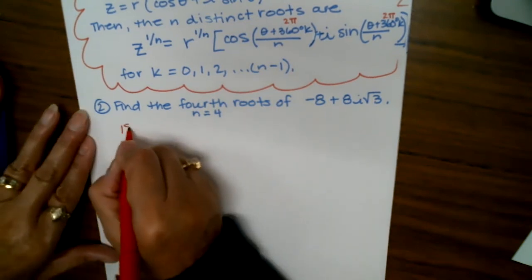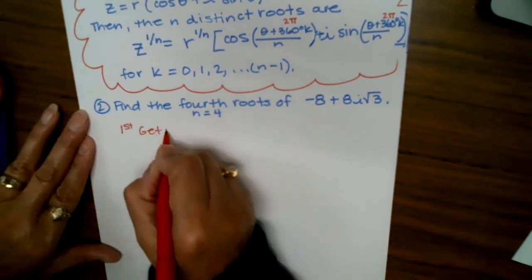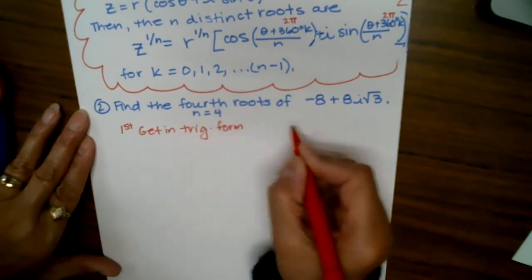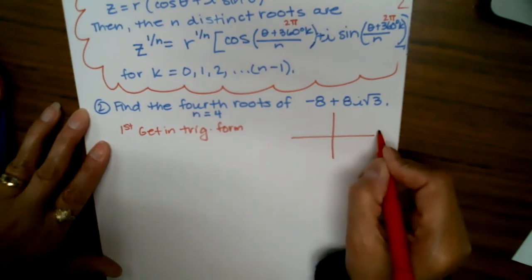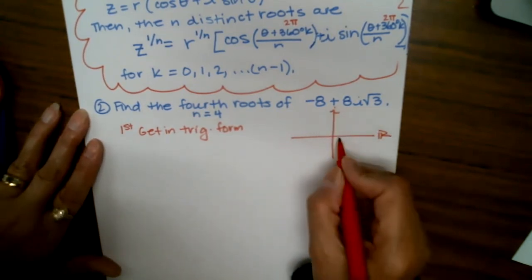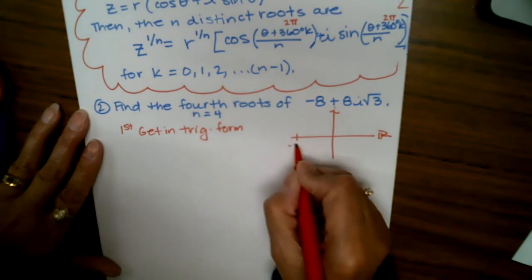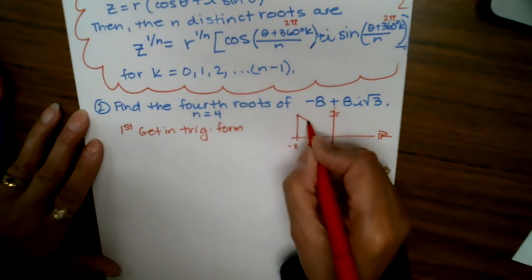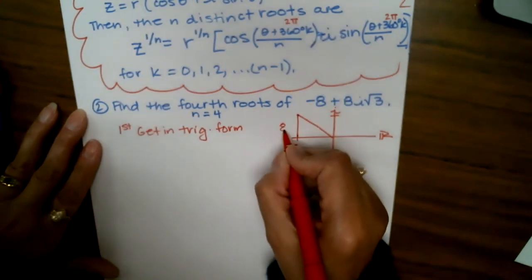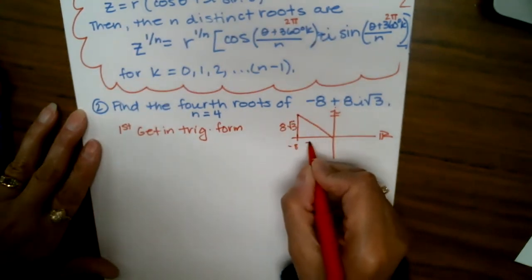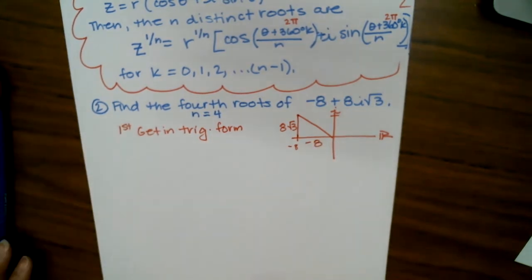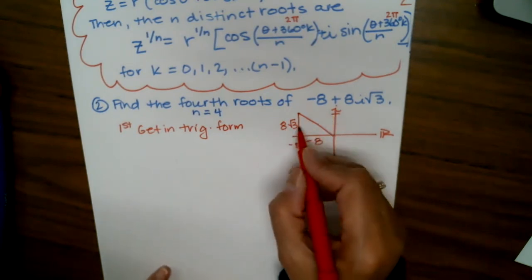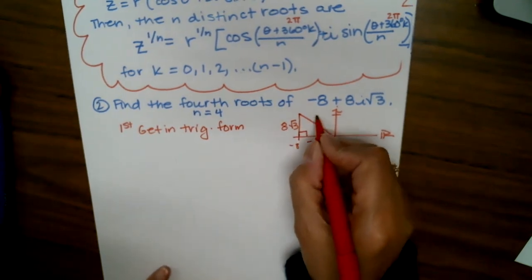So first thing we're going to do is get in trig form, just like we did before. Okay, here's a real number line. Here's the imaginary. Let's see, we have -8. And then go up, what, 8 square root of 3? There it is. So this is 8 square root of 3, and this is -8. Now I don't know if you notice the pattern here, but this is a 1 to the square root of 2 to 2. This is going to be a special one. This is going to be 16.